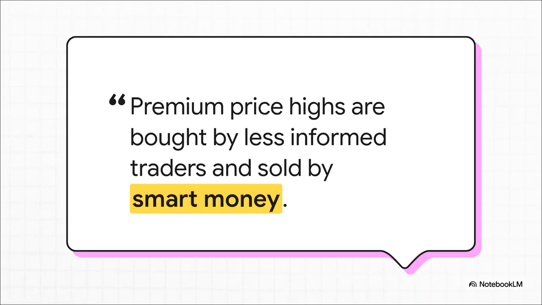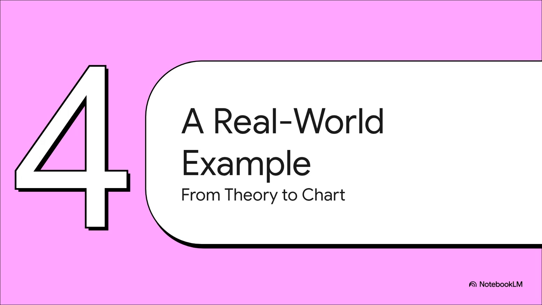And this quote from ICT, it just hits the nail on the head. Premium price highs are bought by less informed traders and sold by smart money. These little rallies, these trips up to premium prices, they are so often just a trap. They're designed to suck in buyers right at the worst possible time. When you learn to spot these mitigation setups, you start trading with the smart money, not against them. All right, enough theory, that's all great, but let's see what this looks like on a real live price chart.